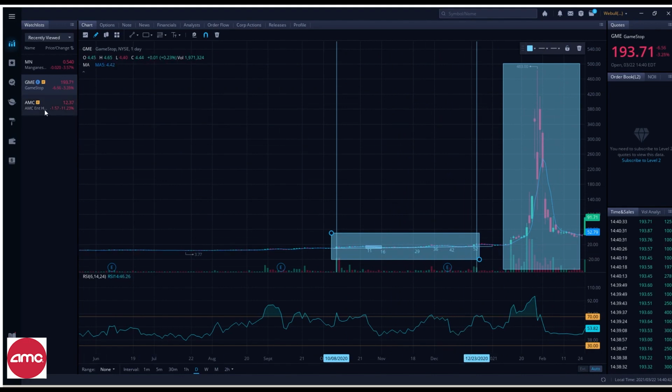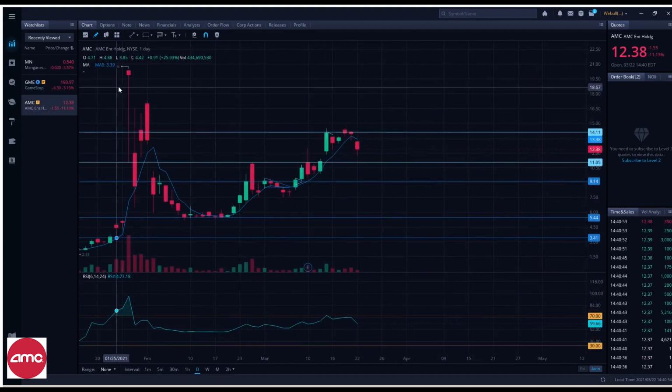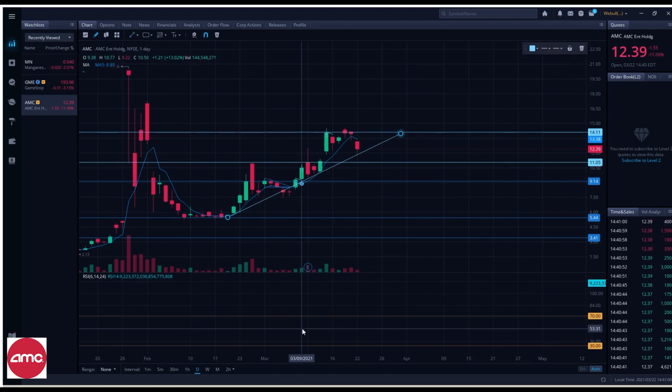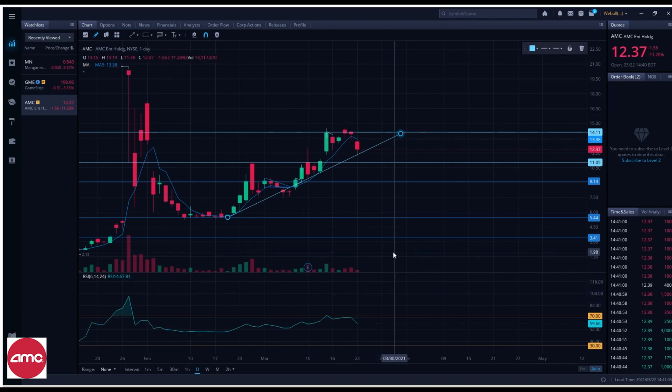Now let me go back to the AMC chart. Now if I draw a trend line, it keeps going up. Remember what I told you when I was explaining the points in GME? The only thing which matters is this upward trend line. The daily candles do not matter at all.